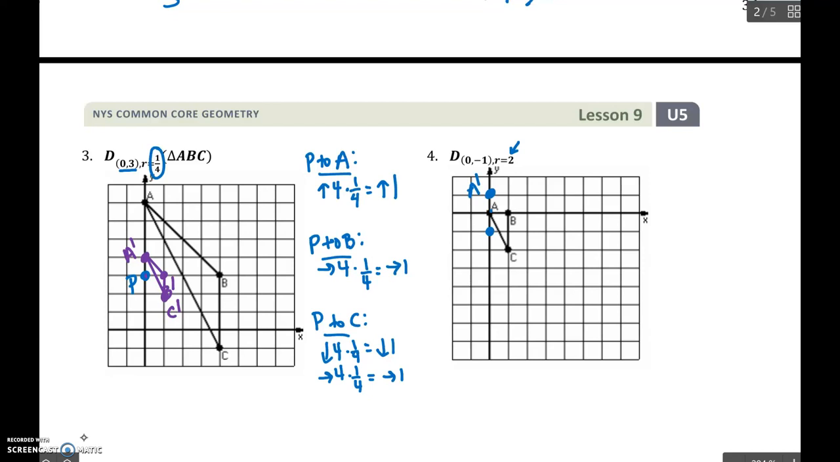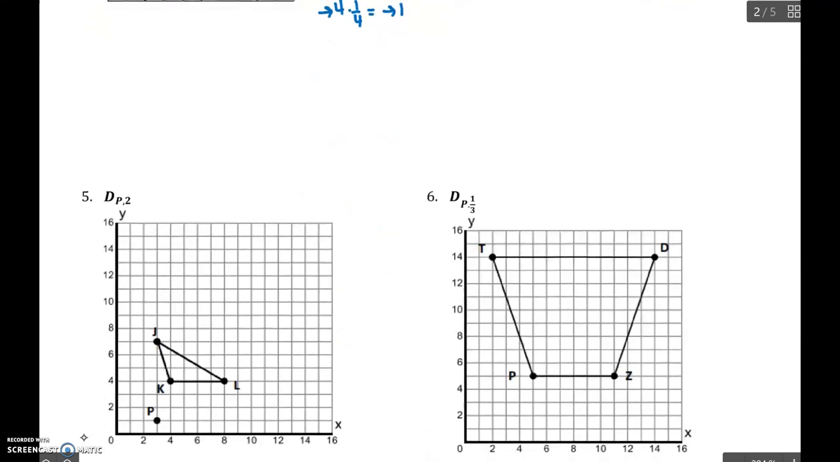To get from this center of dilation, I'll call it P, to B, you have to go up right. If you go up right again, you'll get your B prime because you've gone twice. Down right for C, 1 unit each. Down right again will get you C prime, and then you can just connect and make your new triangle.